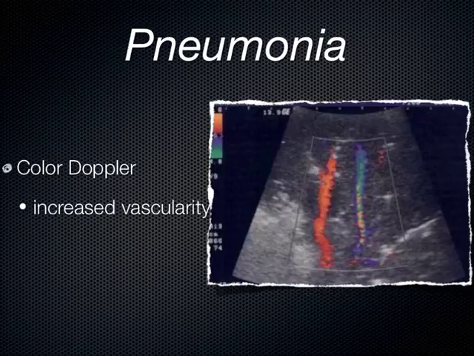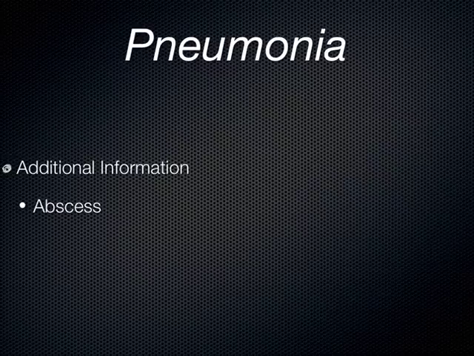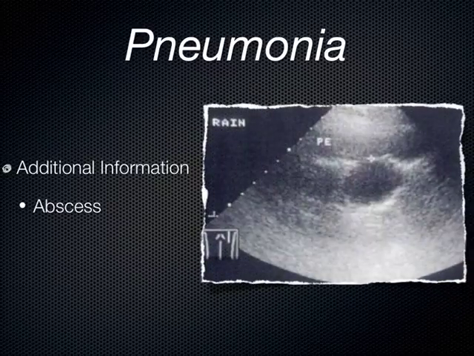Other things we can see are abscesses, very discrete collections of fluid within the lung. This is an example of a lung abscess after significant necrotizing pneumonia. Here's another great example, you can actually see the outline of the entire bronchus through ultrasound because the lung is so consolidated.